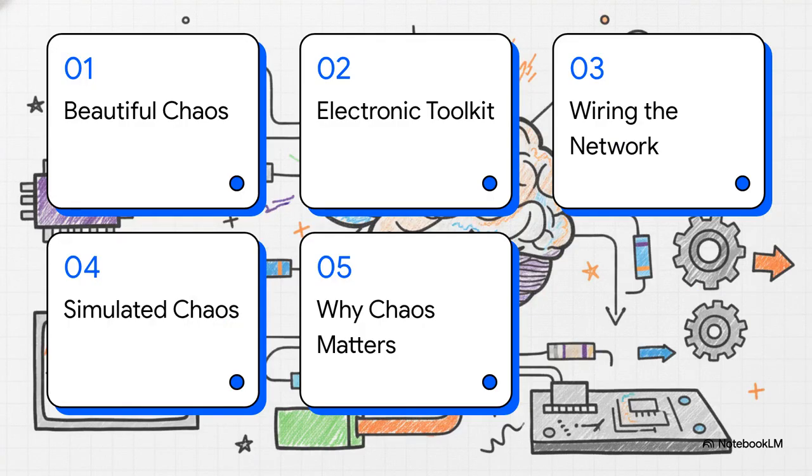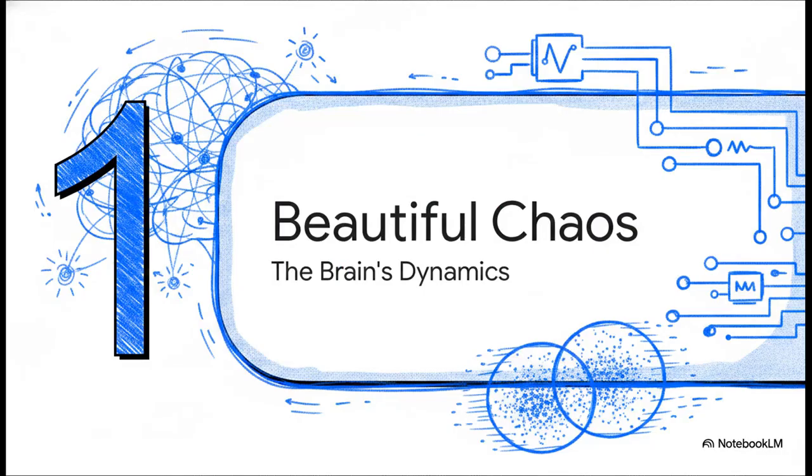So, here is our roadmap for today's explainer. First, we'll look at the brain's beautiful chaos. Two, we'll unpack the electronic brain toolkit. Three, wiring the neural network. Four, observing simulated chaos. And finally, number five, why brain chaos matters. Let's get to it. Section 1.